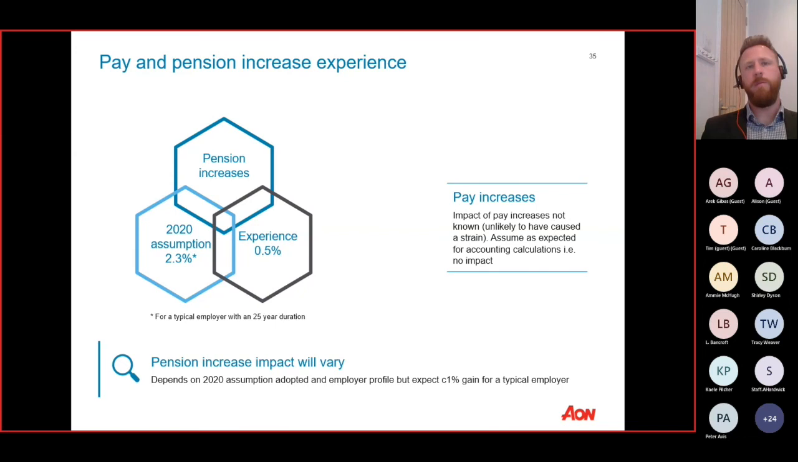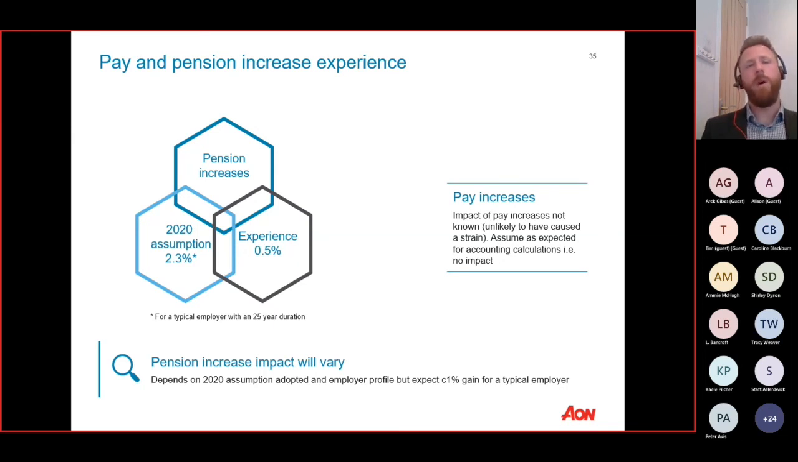We do know what those have been because the increase awarded at each April is linked to published CPI for the previous September. So the increase at April 2021, so in this accounting period, was 0.5%, whereas our assumption last year, we expected the next increase to be about 2.3% for an average employer. That impacts on the deferred and pensioner liabilities, but also the CARE benefits accrued by active members under the 2014 scheme. The amount that it impacts on the liabilities for any given employer is going to vary depending on the actual assumption adopted last year and the employer profile.